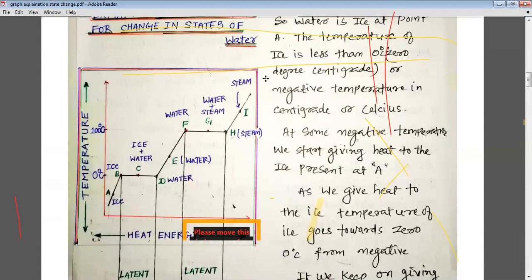At temperature I, my dear students, we have only steam present, which is 1 kilogram of steam, but the temperature of that steam is more than 100 degrees centigrade or 373 Kelvin. This is how, my dear students, we understand about the various points in the graph.